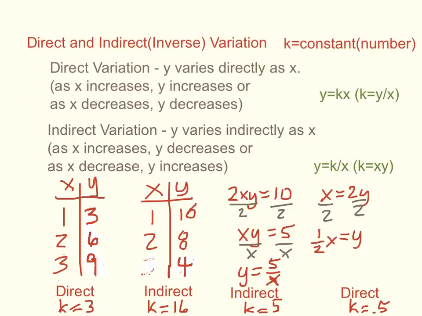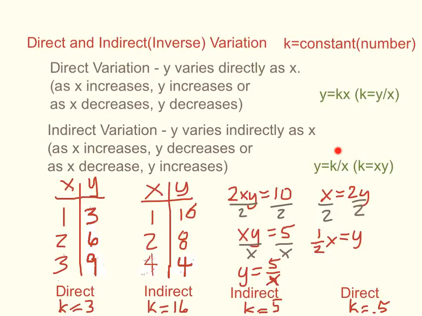And here I have a couple of problems on the right. Given the equation 2xy equals 10, if I divide both sides by 2, I'd have xy equals 5. I'm trying to find the constant, and therefore the constant equals 5. And I could put it into this format here, which makes it look a little more like an indirect variation, by dividing both sides by x, and I'd have y equals 5 over x.